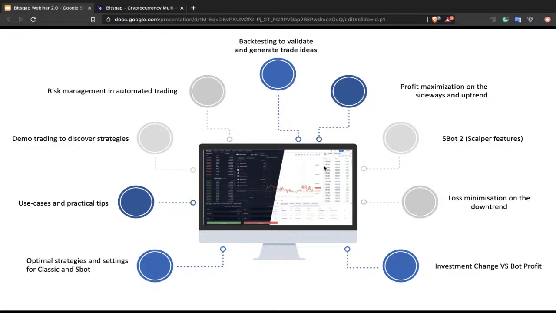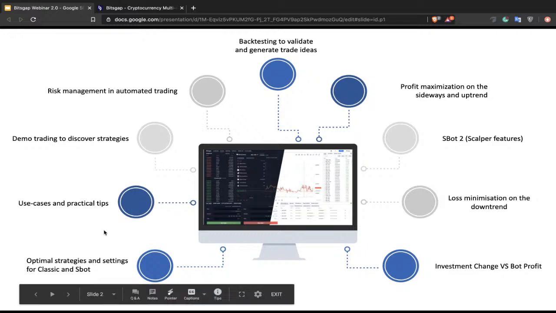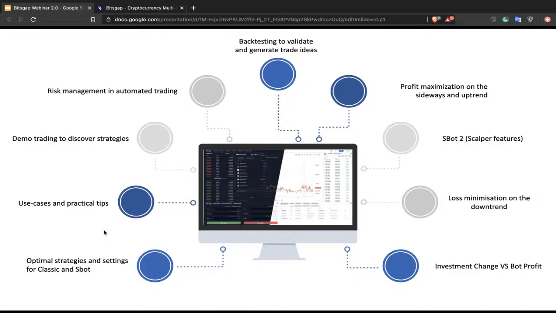So this is our agenda for today. We will go through the optimal strategies and settings for Classic and SBot. So as of today, we have 2 main bots, the Classic one and the SBot. And recently we've united the scalper, that was our 3rd bot, but it is now united into the SBot, so we only have 2 bots. So the SBot now has all of the features that the 3rd bot had, the scalper, just to make it easy for you, convenient.